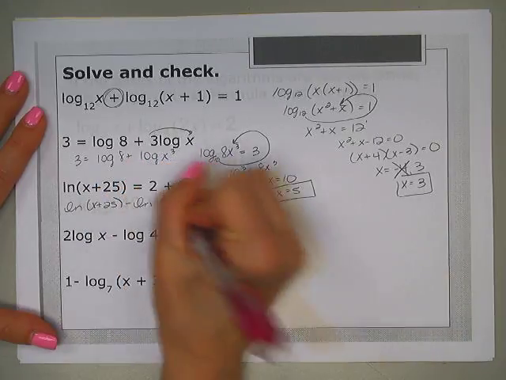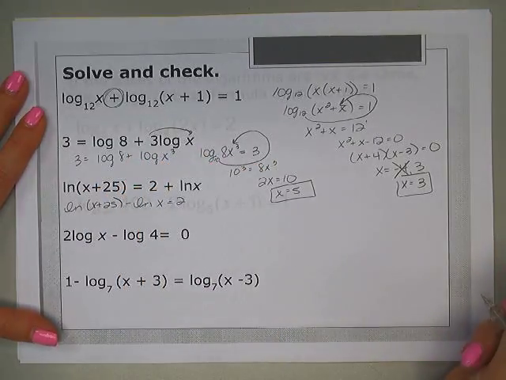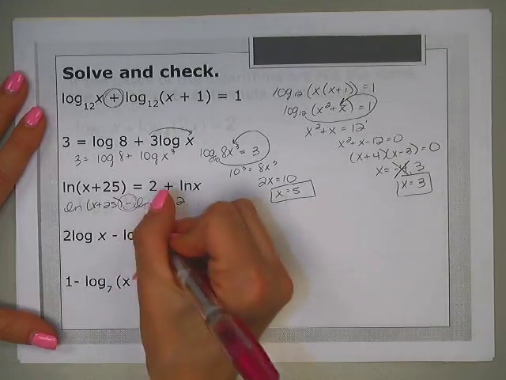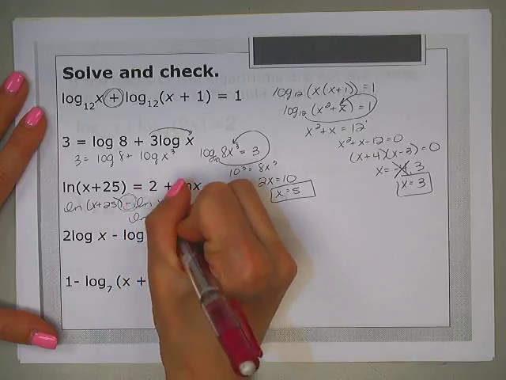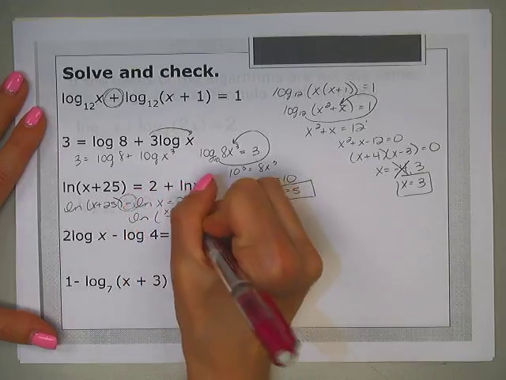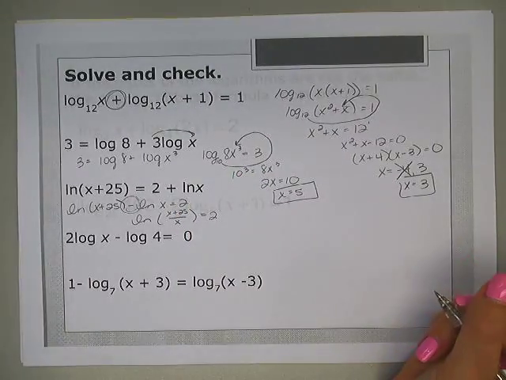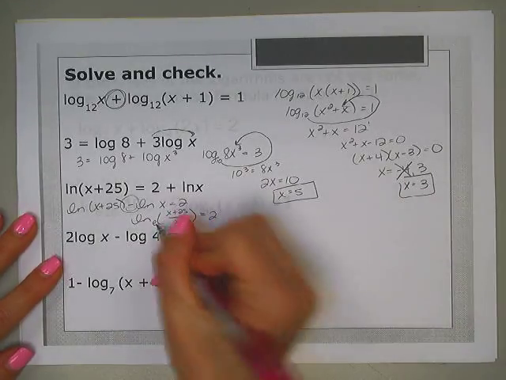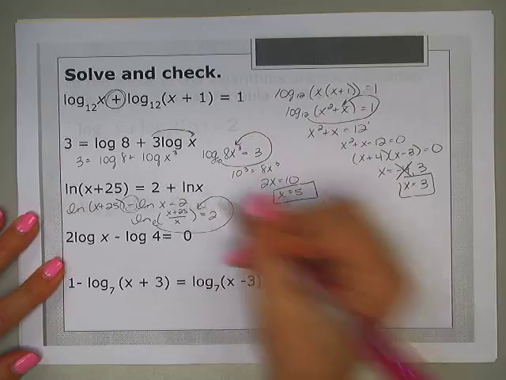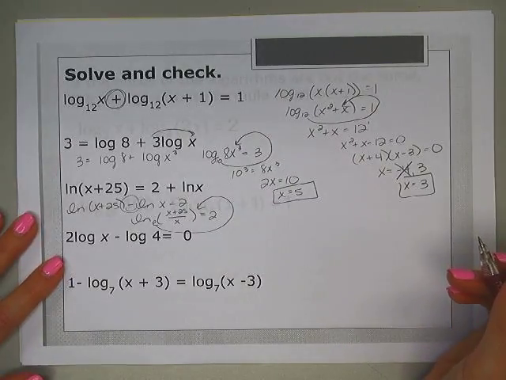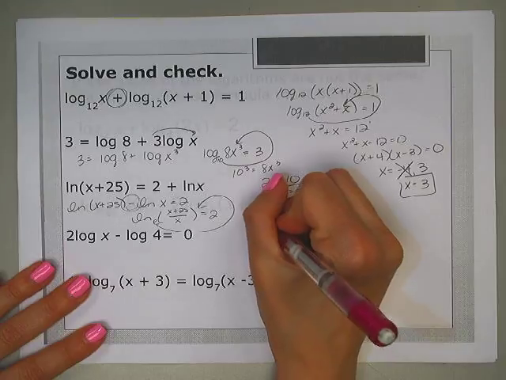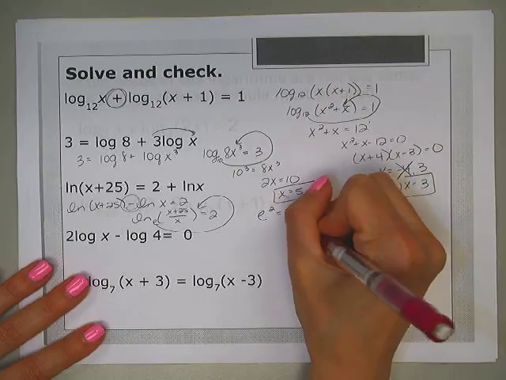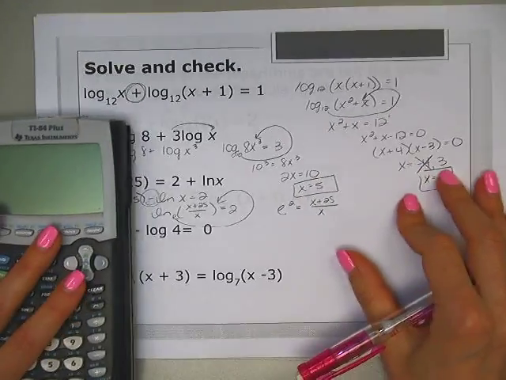Let's work on the third one here. This one looks a little interesting. So I've got natural log of x plus 25 equals 2 plus natural log of x. All right, first thing I'll do is move the logarithms to one side. So I've got natural log of x plus 25 minus natural log of x equals 2. What does the negative sign tell us? What property is that? Quotient property, yes. So I've got natural log of x plus 25 divided by x equals 2.